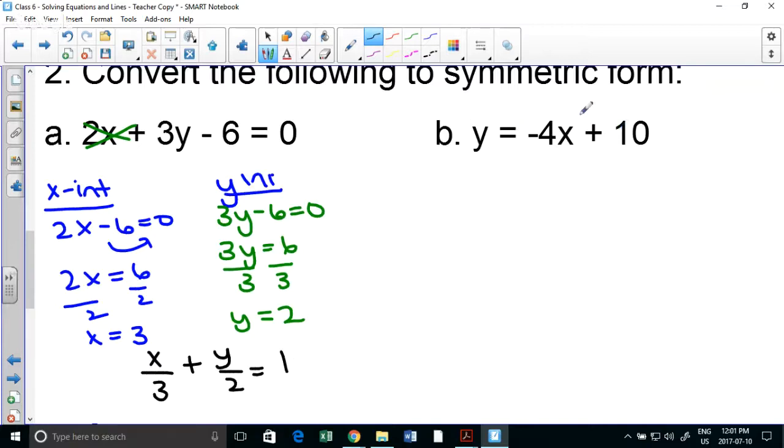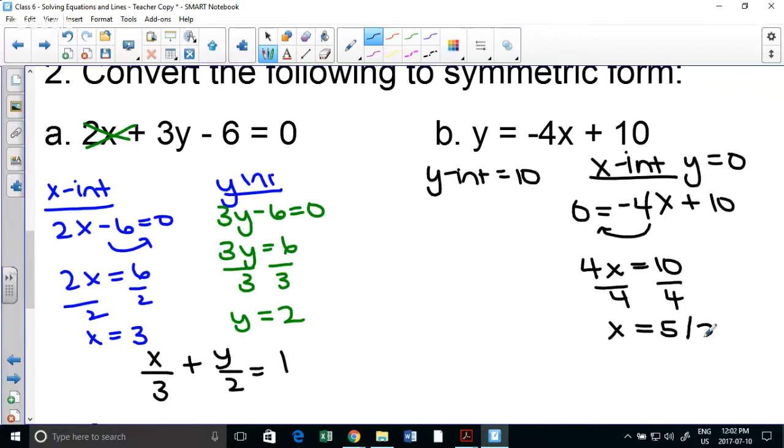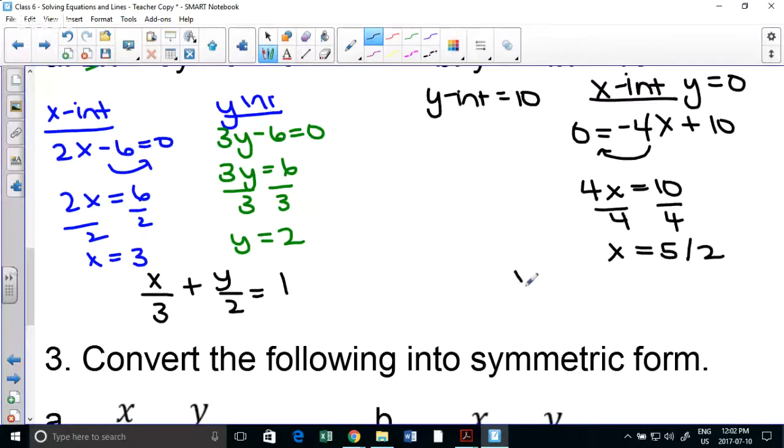Same thing here. I have the y-intercept, and it's 10. To do the x-intercept, I set y as 0, and I'm going to solve. So 0 equals negative 4x plus 10. If I bring this over, 4x equals 10. Dividing by 4 gives me x is 5 over 2. So I get x over 5 over 2 plus y over 10 equals 1, and I'm done.